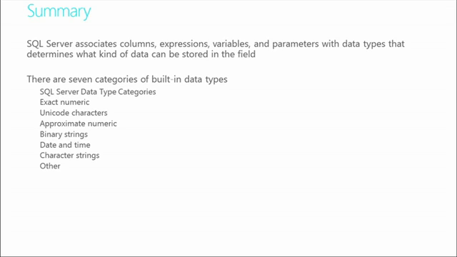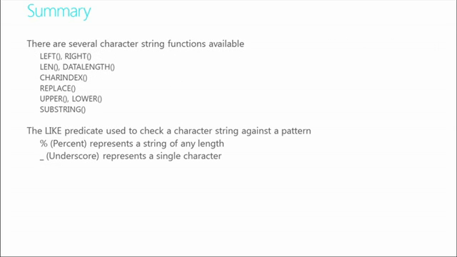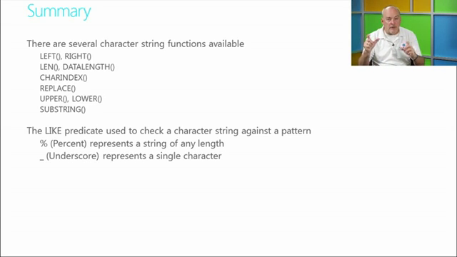We introduced 7 categories of built-in data types, as you can see here: exact number, binary strings, date and time, character strings. We talked about some of the functions that are available for strings, specifically left, right, replace, upper, lower if you want to change the casing, and substring. We talked about LIKE. Specifically, I can use the percent as a wildcard to the right. The behavior is different if you use it on the left, especially when it comes to indexes. The percent matches any length or number of characters, and underscore matches a specific single character.